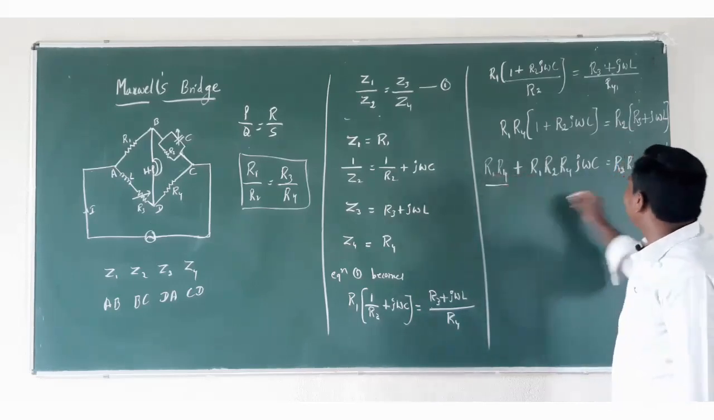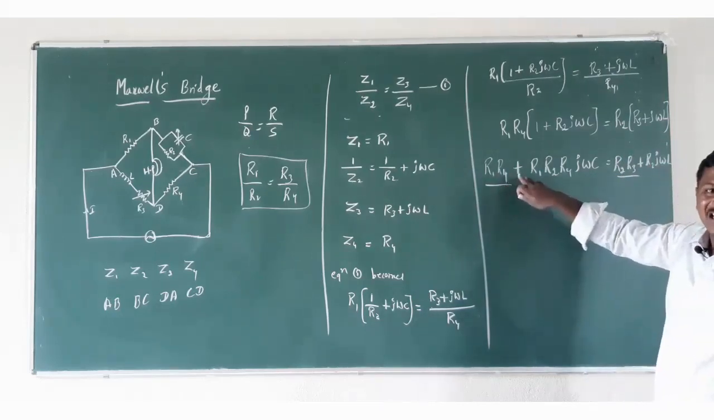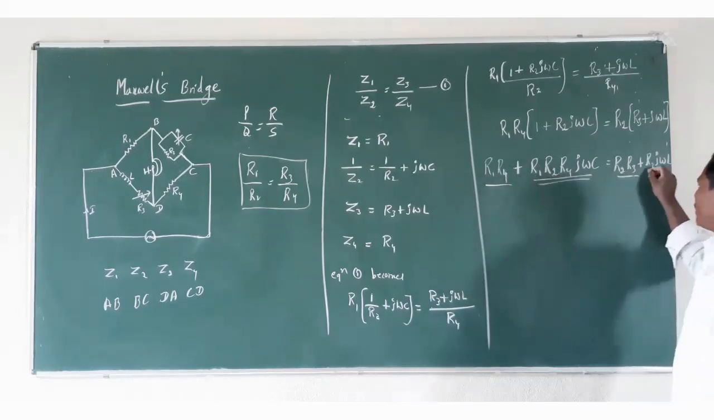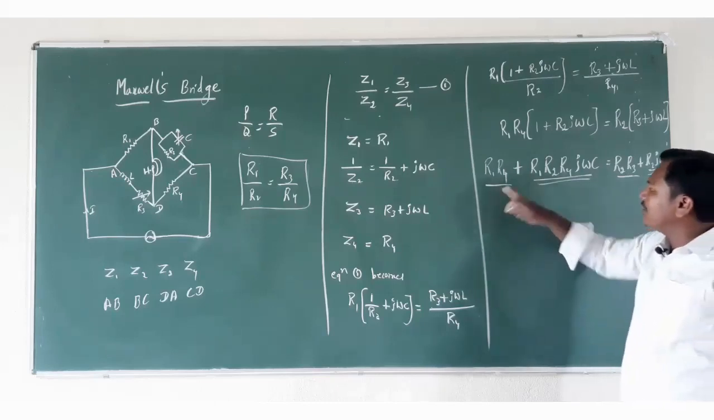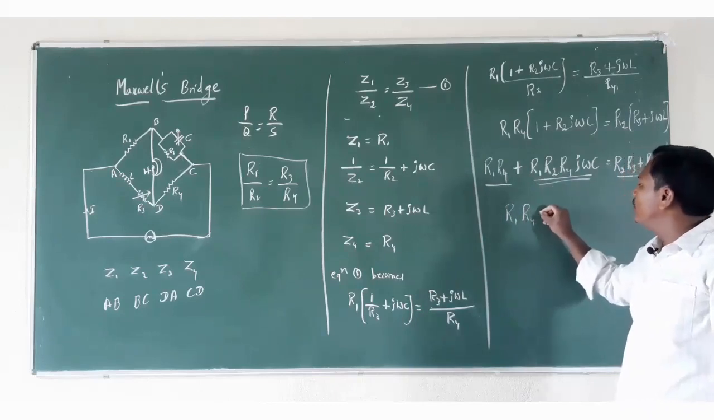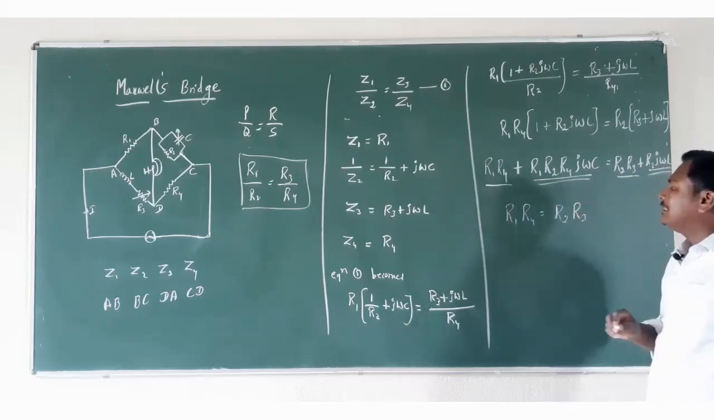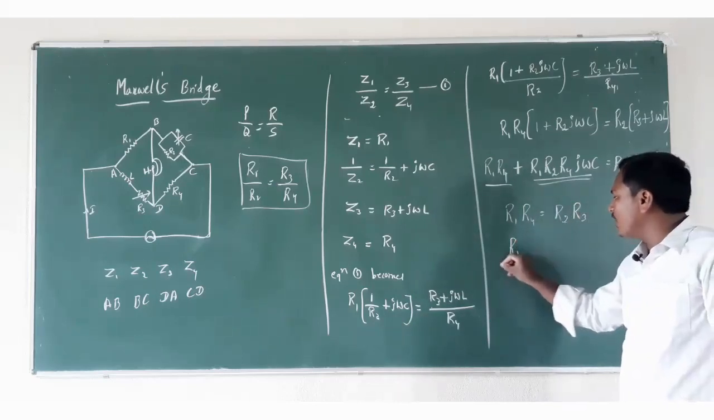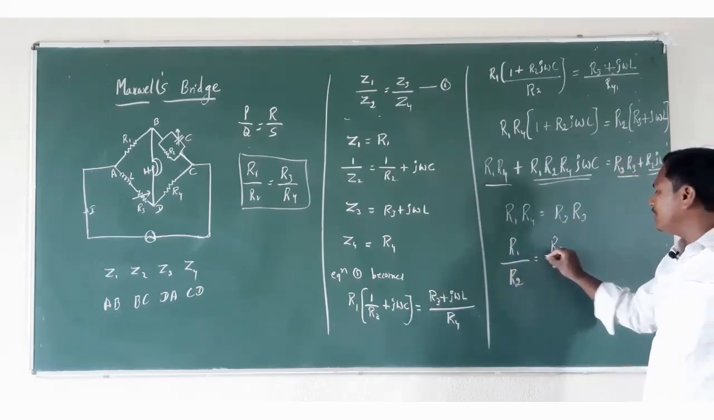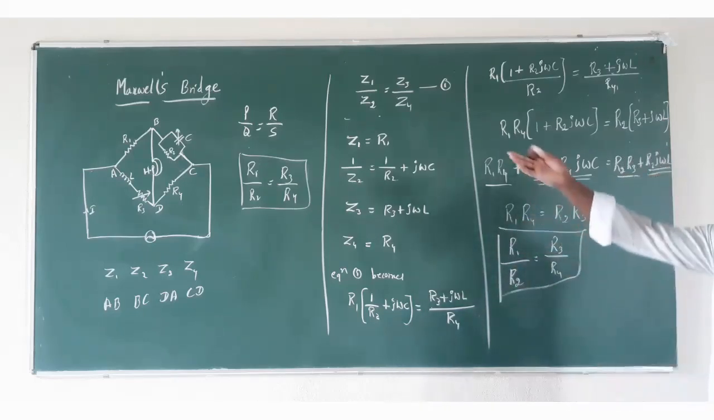Now by comparing the real and imaginary parts, we already know that this contains a real and imaginary part. These two are real parts and the remaining two are imaginary parts. By comparing real parts, we get R1 R4 is equal to R2 R3. If we simplify this, R1 divided by R2 is equal to R3 divided by R4, and this is one of the conditions for the Maxwell's bridge.